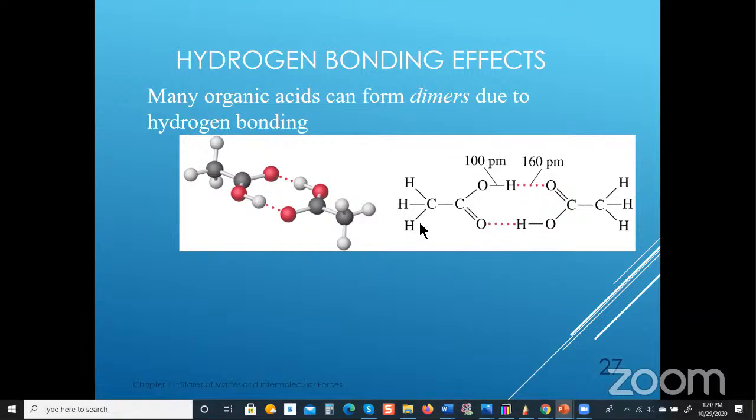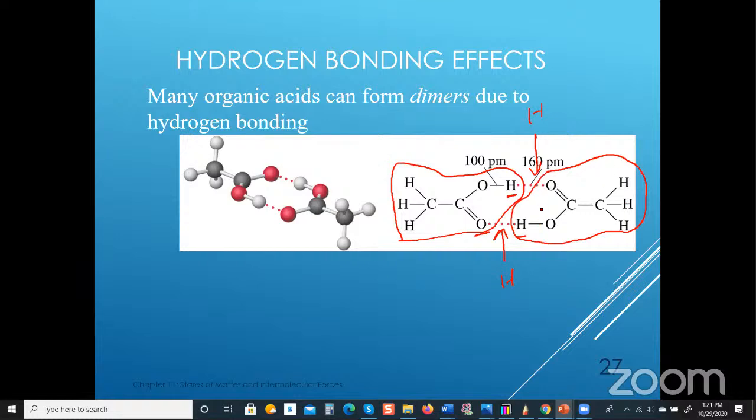You have one acetic acid molecule, which is right here, and you have another acetic acid molecule, which is right here. But what happens is that you have hydrogen bonding between this hydrogen from this molecule and this oxygen here, and the same thing happens here and here. So this would be the hydrogen bond here, and this would be the hydrogen bond here. Basically, an experiment conducted to determine the molar mass would read this as one unit, where it is not. It's actually two molecules linked to each other by hydrogen bonding.